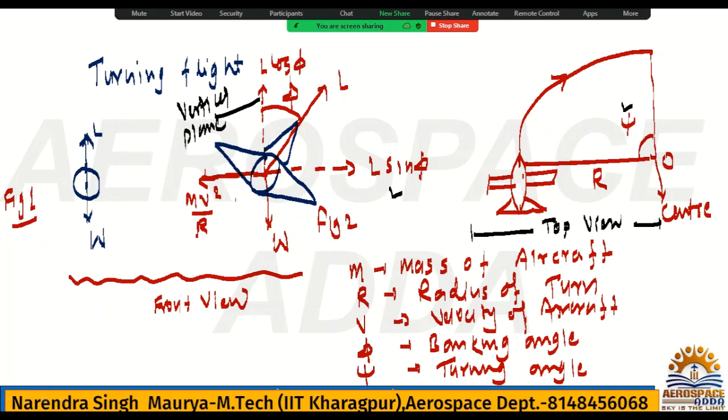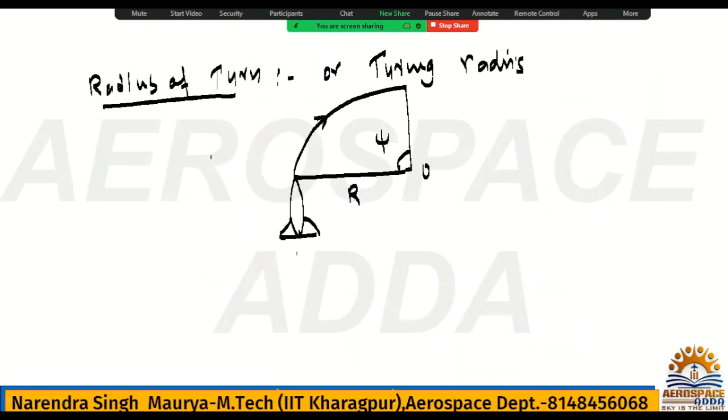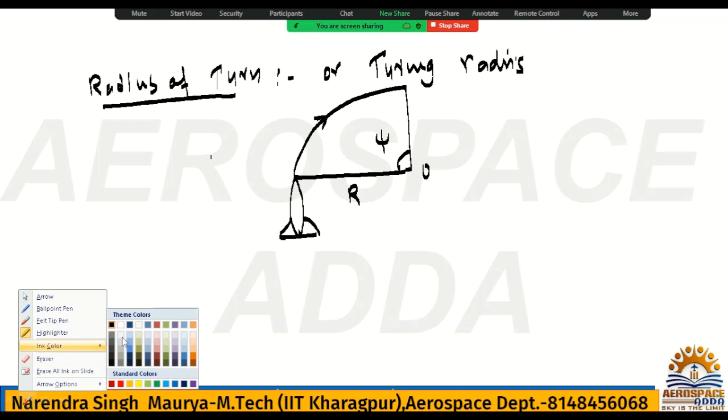Check this horizontal force here, yes or no? For this aircraft, the horizontal force is nothing but L sin phi. It is towards the center, and mv square by r is away from the center. So the same thing you can draw here. You can show the horizontal forces.